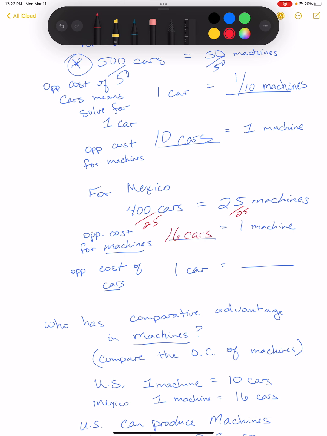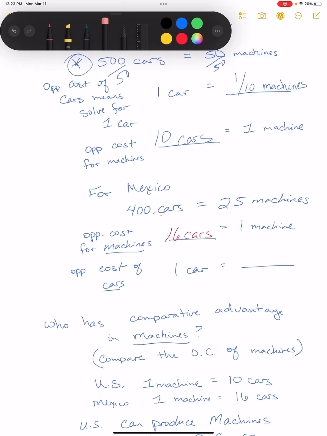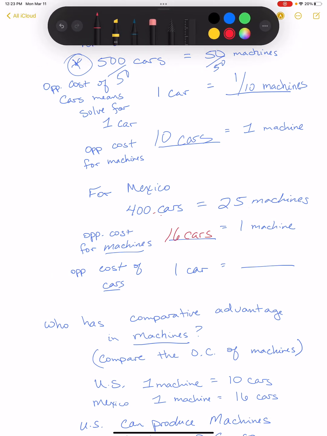Again, if I'm asked for the opportunity cost of machines, my answer is going to be in terms of cars. Please, please do not drop your goods or your units. It is probably one of the quickest ways to make a mistake in these problems. The opportunity cost of cars in Mexico, again, now I'm going to switch this. So if I'm looking for the opportunity cost of cars, then I am solving for one car. So I would divide both sides by 400. And what I'm going to end up with is that the opportunity cost of one car is 1/16 of a machine.